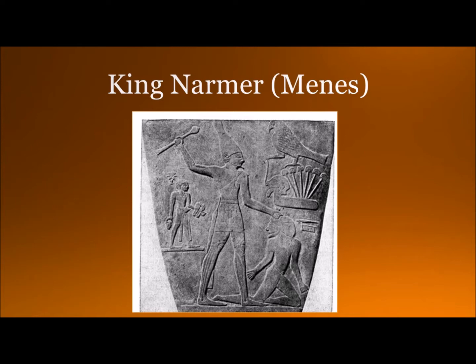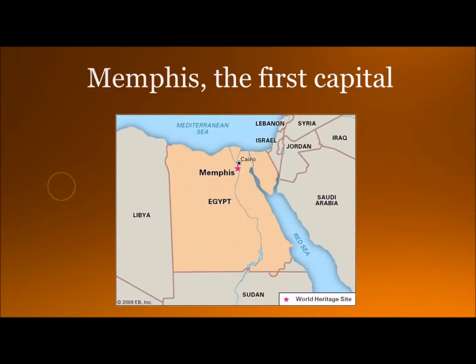The Old Kingdom rulers make their capital at the city of Memphis, which is the first capital of Egypt and is situated just a little ways south of the modern-day Egyptian capital of Cairo.